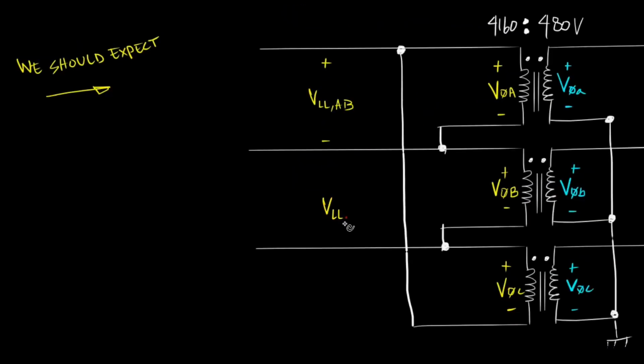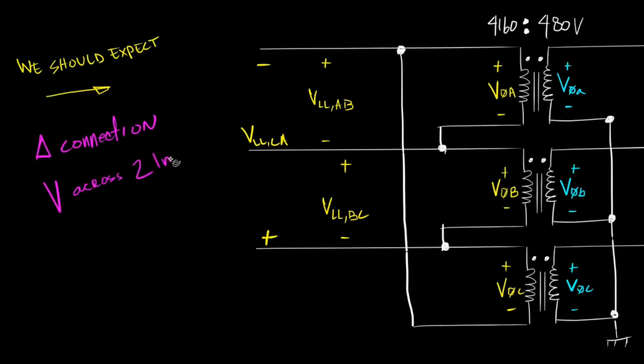Similarly, the line-to-line voltage across line B and line C is equal to phase B voltage, and the line-to-line voltage across line C and line A is equal to phase C voltage. So for a Delta-connected transformer, we should expect the voltage across two lines to equal the voltage across a single winding. Or in other words, the line-to-line voltage equals the phase voltage.